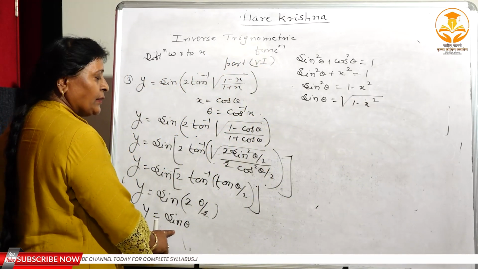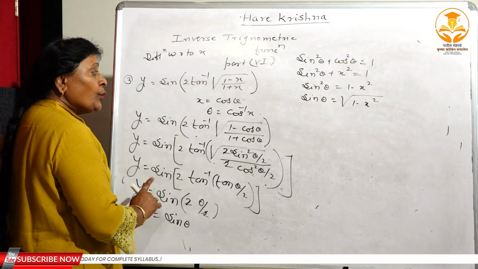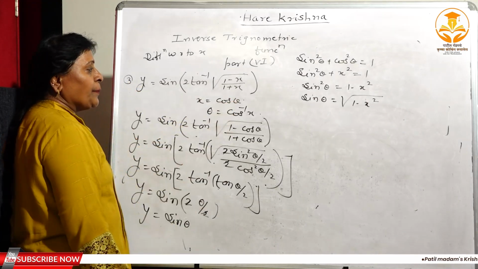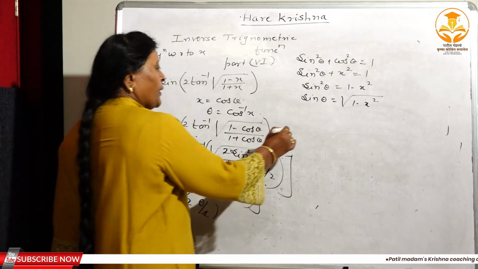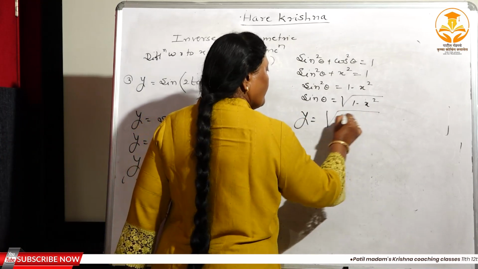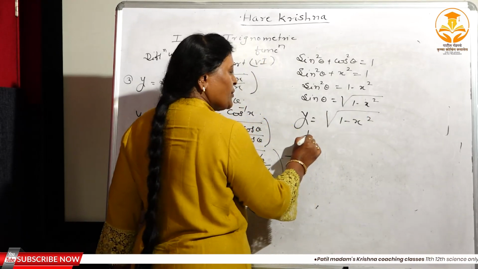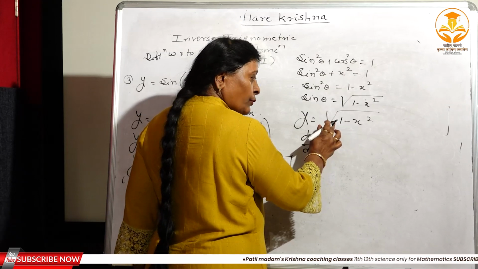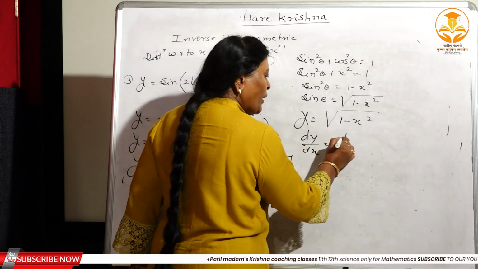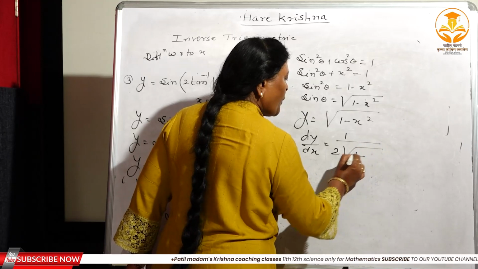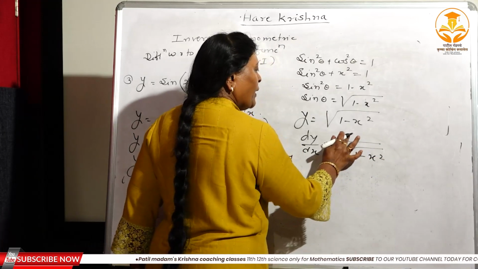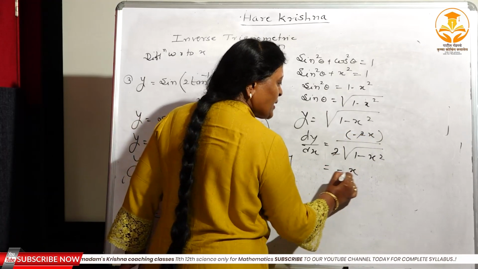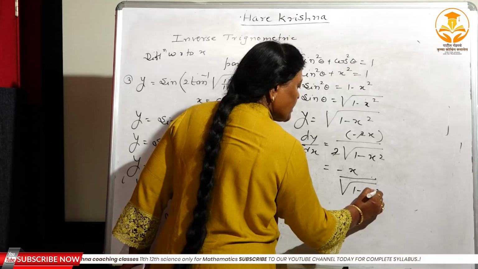Therefore in place of sine theta you have to substitute what here? Root of 1 minus cos square theta, and root of 1 minus cos square theta, it is nothing but root of 1 minus x square. Therefore y is equal to root of 1 minus x square. Now you can differentiate. Here again you have to apply the chain rule. What is the derivative of root u? 1 upon 2 root u, means 1 upon 2 root 1 minus x square, and the derivative of minus x square, that is equal to minus 2x. 2 get cancelled, minus x divided by root of 1 minus x square.